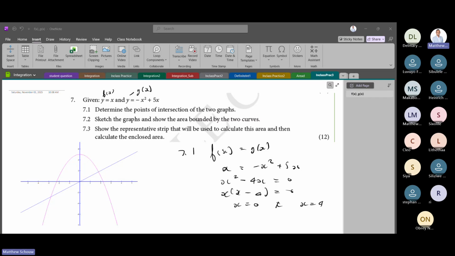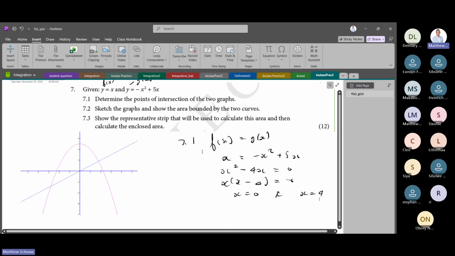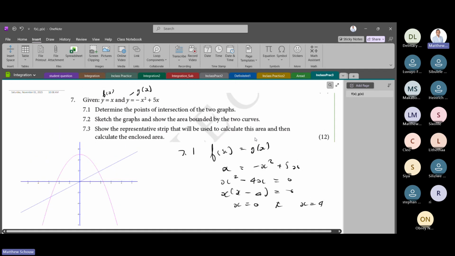All right. So the next step is obviously they say you have to sketch your graph and all of that, which you don't have to worry about now. However, what you need to do is basically calculate the area now. So I want you to do 7.3. So you have your upper limit and your lower limit bound.